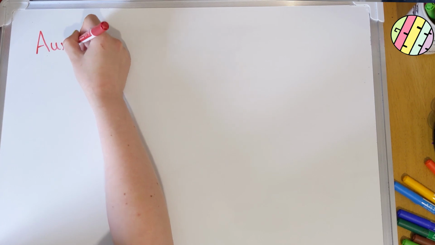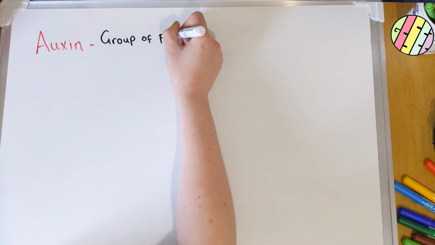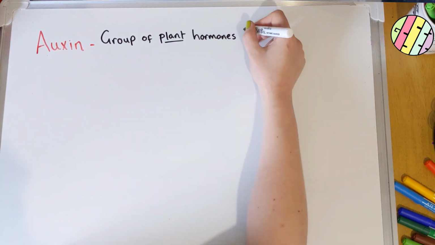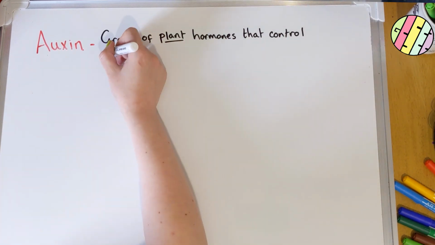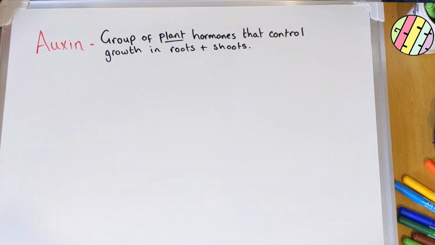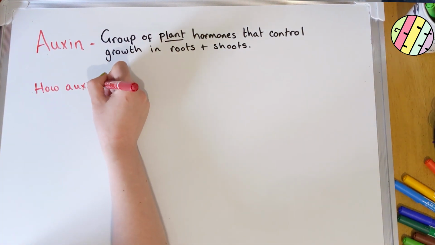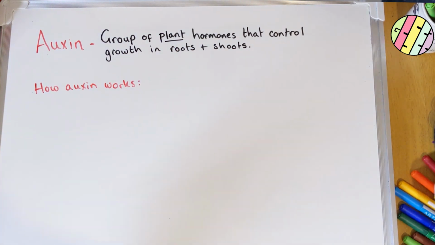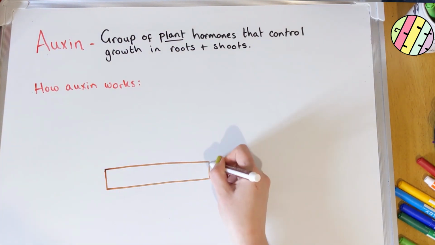Okay, auxin then. Auxins are a group of plant hormones that control growth in the roots and the shoots of plants. So remember, we're talking about just the newest bits of growth at the end of the shoots and the newest growth in parts of the roots as well. Now, auxins can seem quite daunting when you first look at them, especially if you see some of the diagrams in books. But let's break it down.